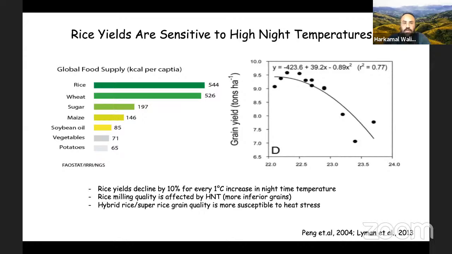hybrid rice or the super rice, which is addressing a lot of the increased food demand for rice, is supposed to be also very susceptible to heat stress in general and higher nighttime temperature. So increasingly, the rice grown in the U.S. is hybrid rice, and a lot of rice grown in China is also hybrid rice. So it really poses a bigger threat to food security as well as food quality.